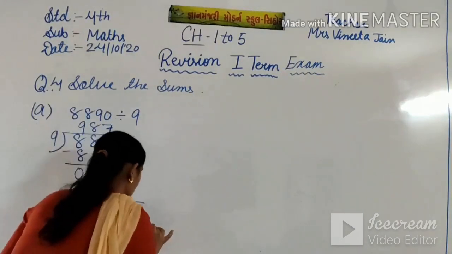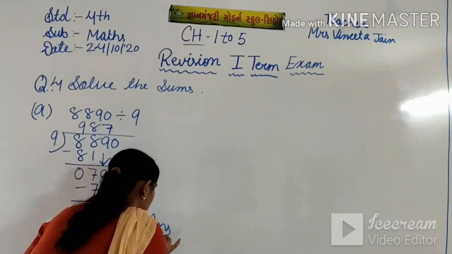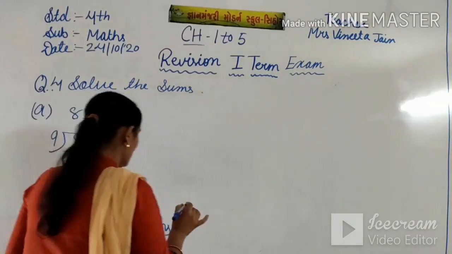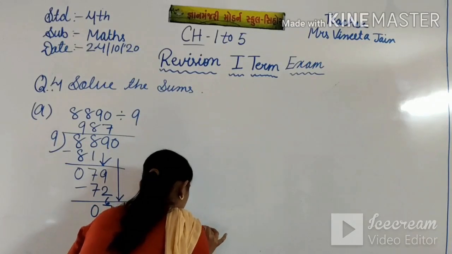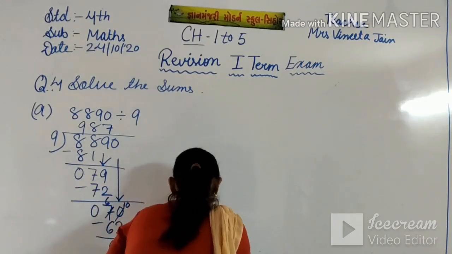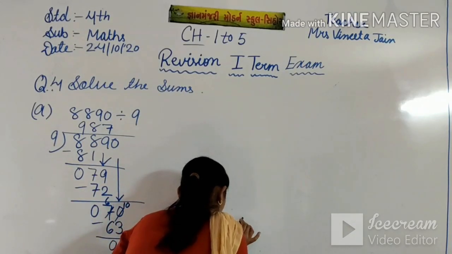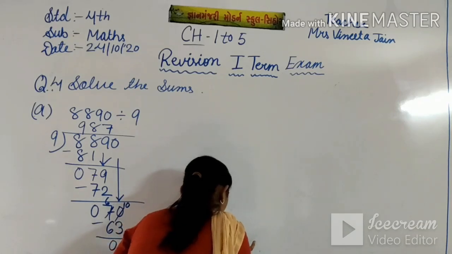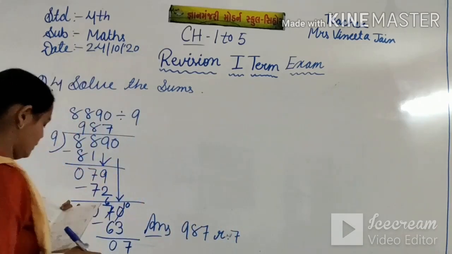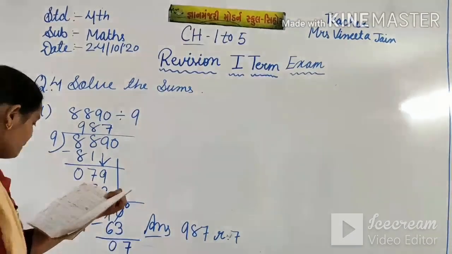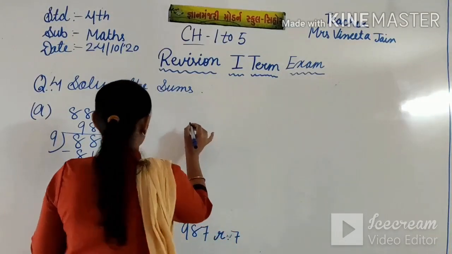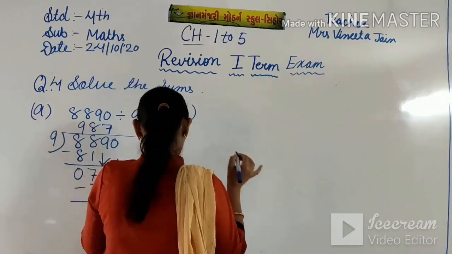Okay, so we get the answer. We get the quotient 9987 with remainder 7. With remainder 7. Okay, student? Note down. Next, multiplication.